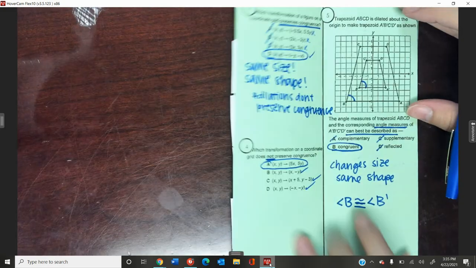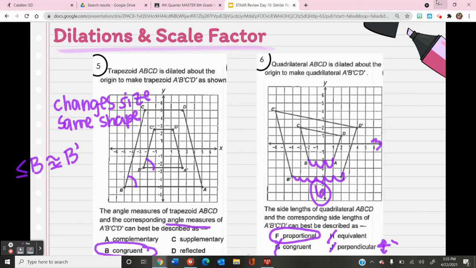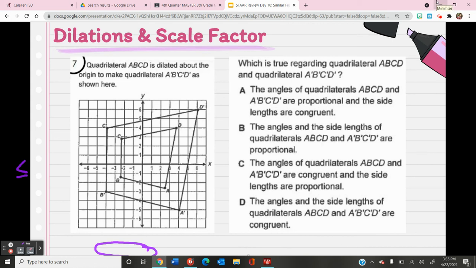This is everything you should have written down for number 5. And then this is everything you should have written down for number 6. So now lastly, we're going to go ahead and look at number 7. So number 7 says quadrilateral ABCD is dilated about the origin to make quadrilateral ABCD prime as shown here. Which is true regarding quadrilateral ABCD and quadrilateral ABCD prime.